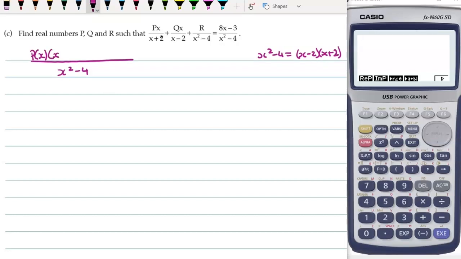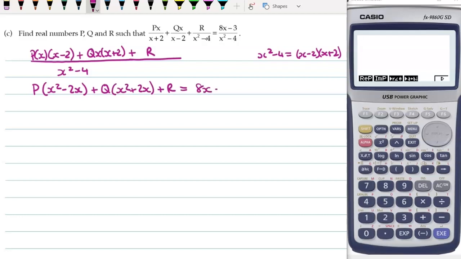Oops, let's just fix that up. For q, we've already got the x minus 2 on the bottom, so that gets times by the x plus 2. And then the r, we've already got the denominator as we want it, so that doesn't need to change. It's just x squared minus 4. Okay, now multiplying that through, we will have p times x squared minus 2x plus q times x squared plus 2x plus r is equal to 8x minus 3.